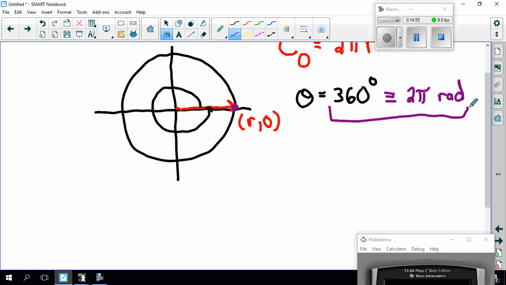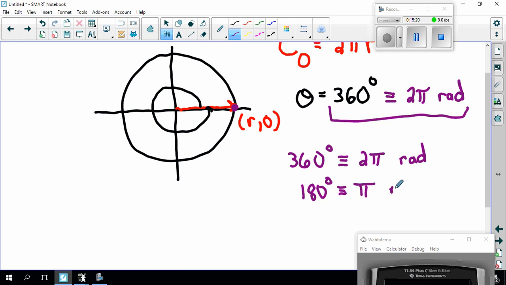Basically puts you back to where you were. Now, based on this, 360 being equivalent to 2 pi. Now, nobody actually writes radians, but sometimes in this class we're going to write it and sometimes we're not. So 2 pi radians, which means 180 degrees is equivalent to pi radians.